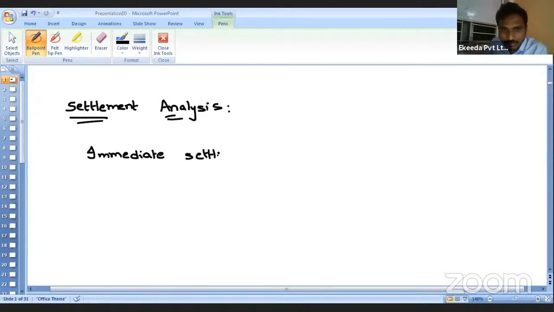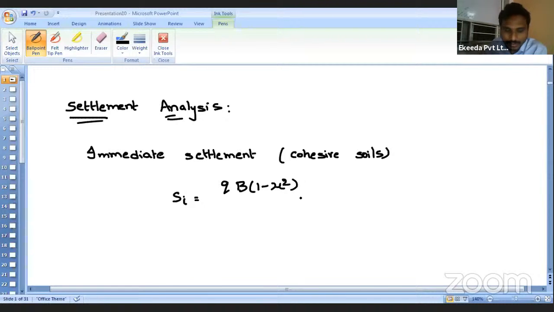Immediate settlement. So this we are discussing for the cohesive soils. Immediate settlement in cohesive soils can be found out by using the relation Q into B into (1 minus mu square) divided by E into I.